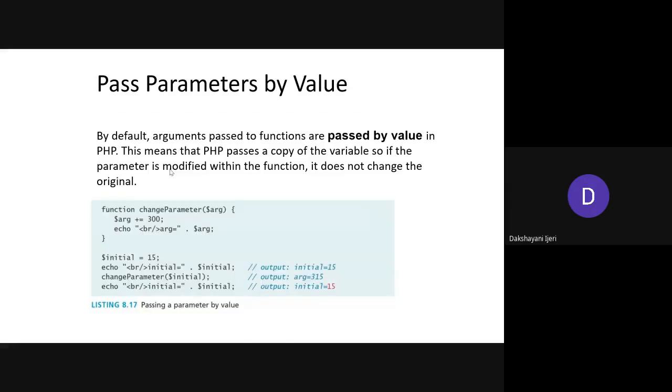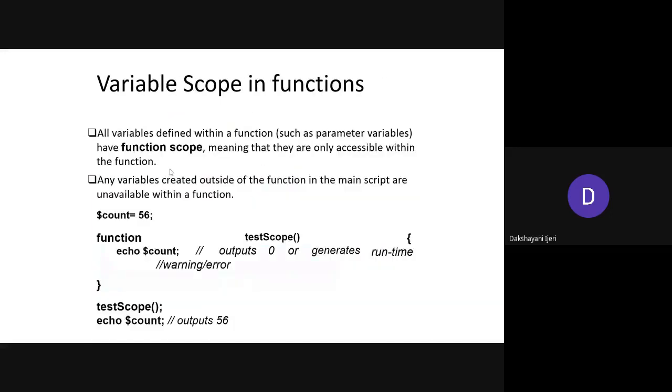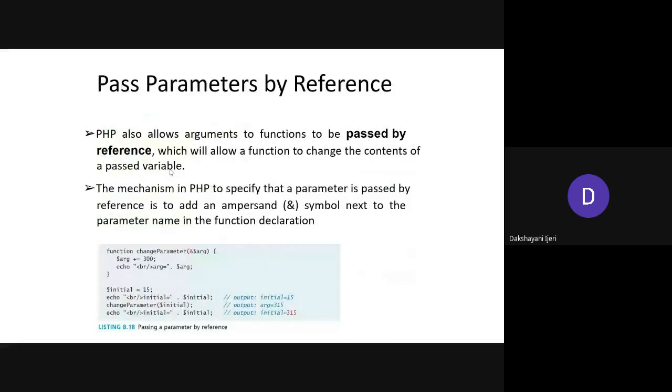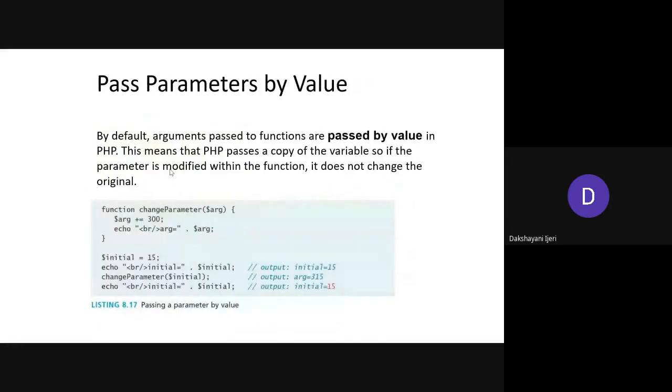So coming to the last concept of this chapter is pass by value and pass by reference. What is the difference between pass by value and pass by reference? We have seen how you can define functions, and that we can define functions with parameters or without parameters.